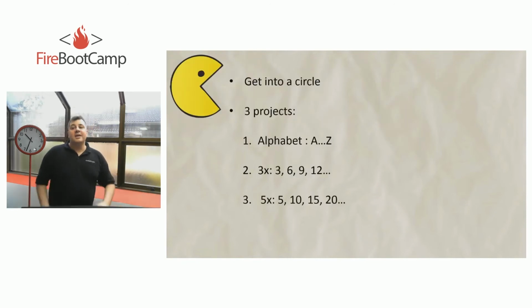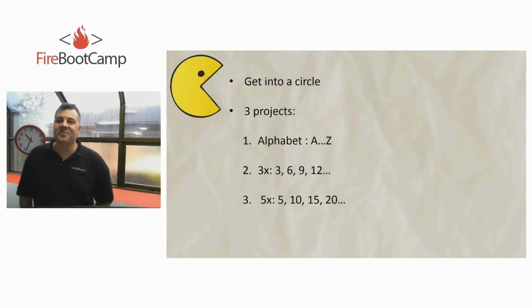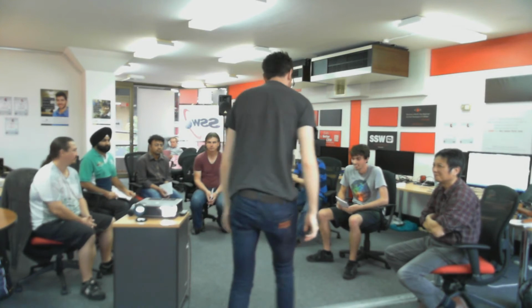Let's demonstrate this. Can we get into a circle, please? You can sit too, that's fine. You guys are in a circle, so to speak. Now I'm the client, and I have 3 projects for you. The first one is called Alphabet. The second one is called 3x. And the third one is called 5x. So we are 10 people, a perfect number.